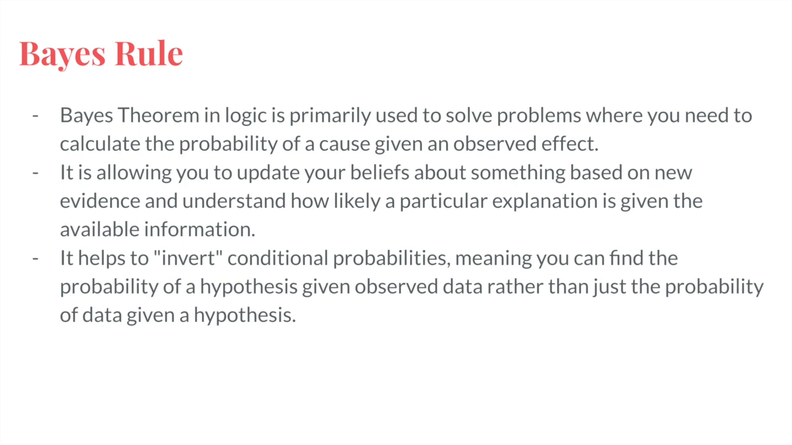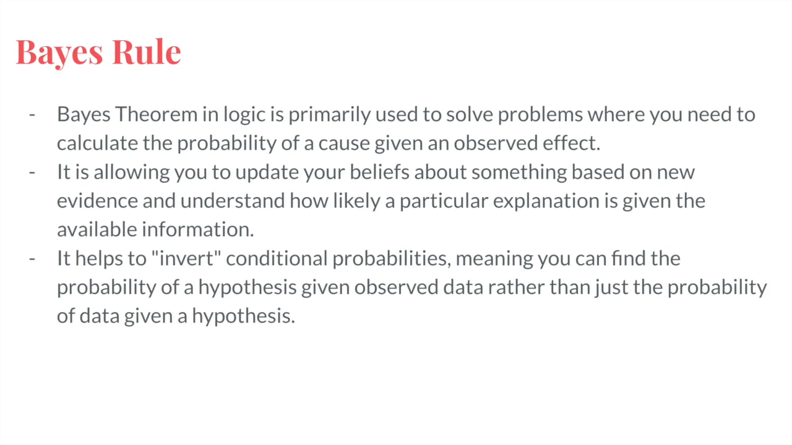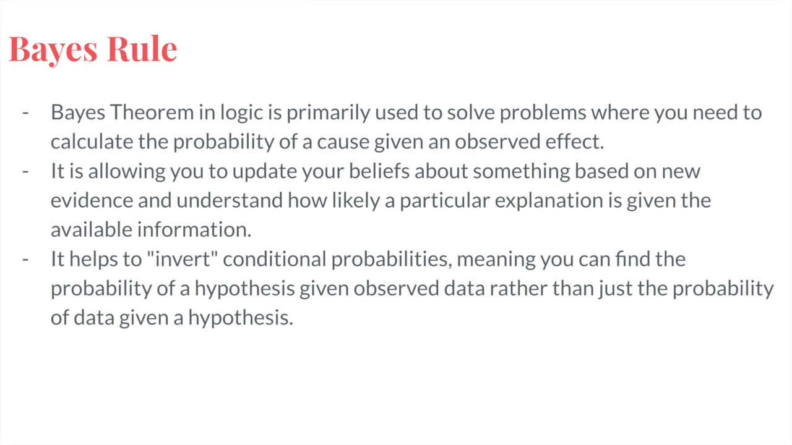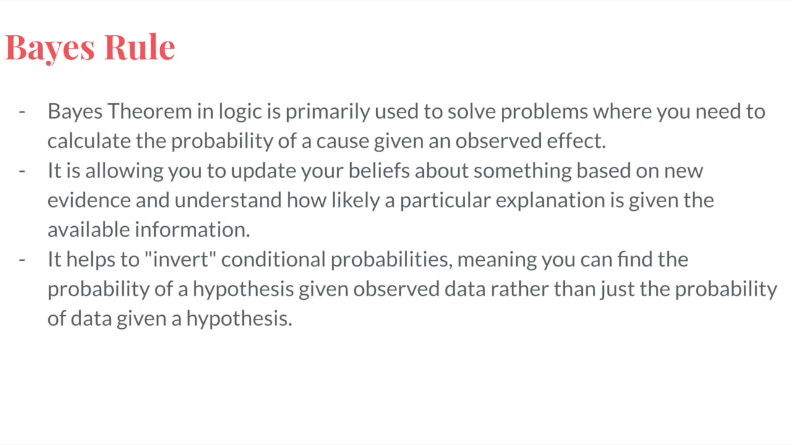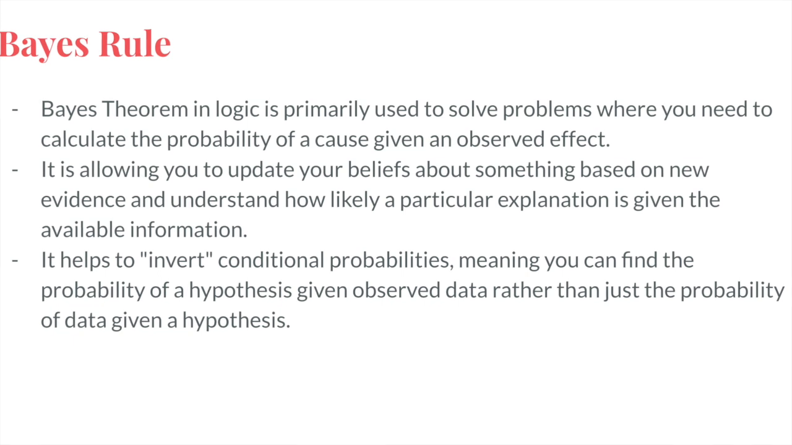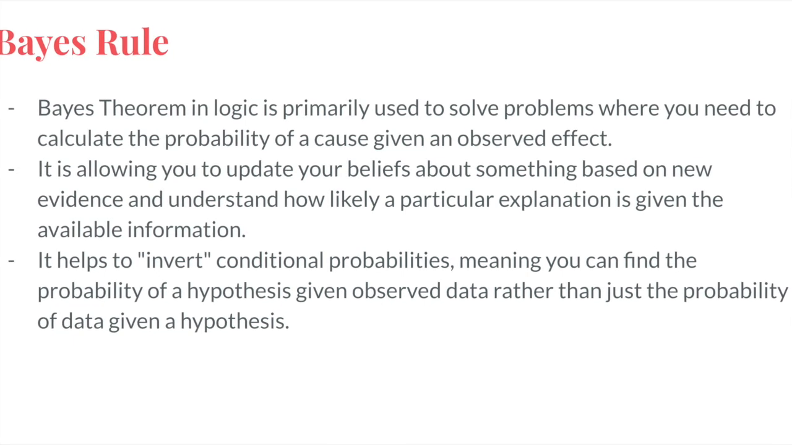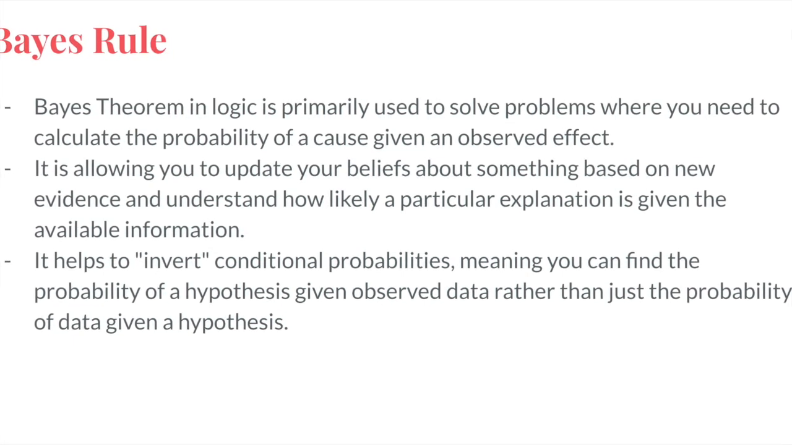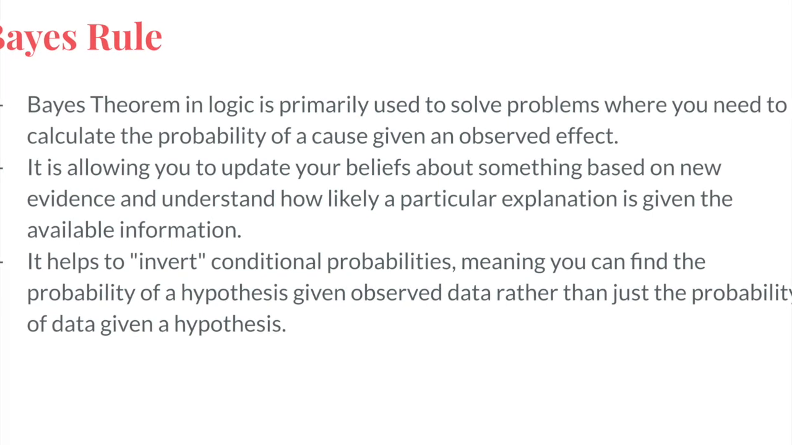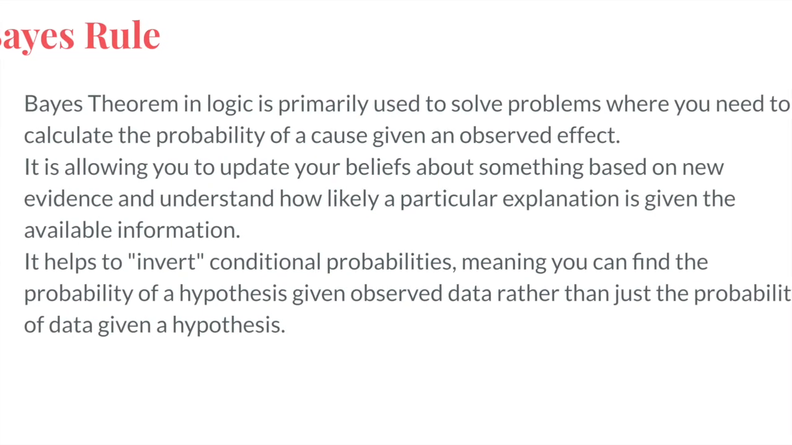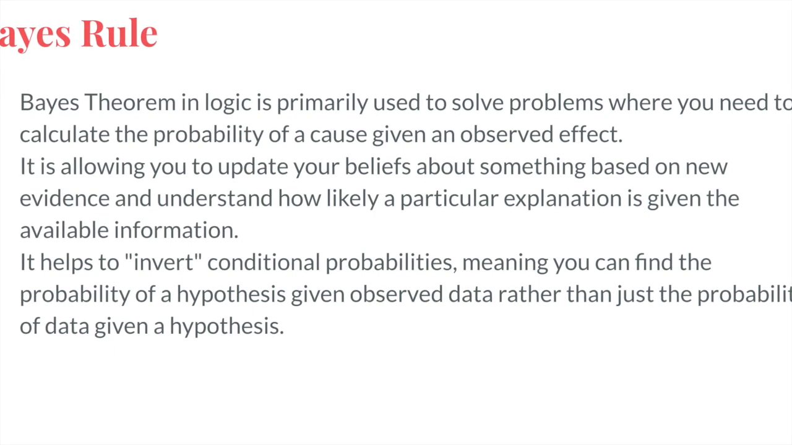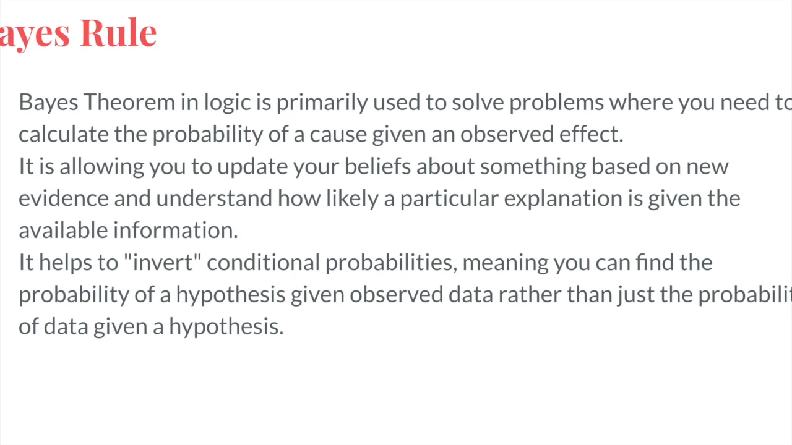It allows you to update your beliefs about something based on new evidence and understand how likely a particular explanation is given the available information. It helps to invert conditional probabilities, which basically means that you can find the probability of a hypothesis given the observed data, rather than just the probability of data given a hypothesis.